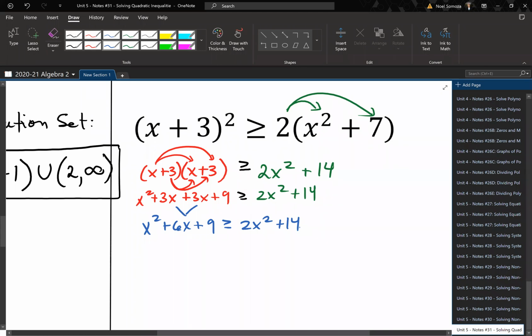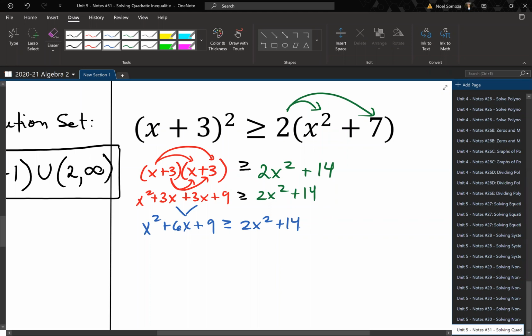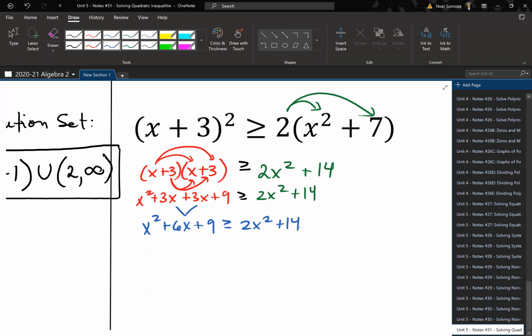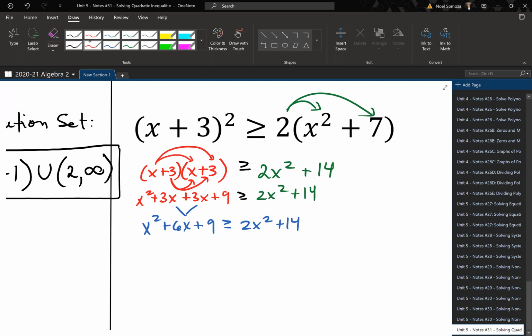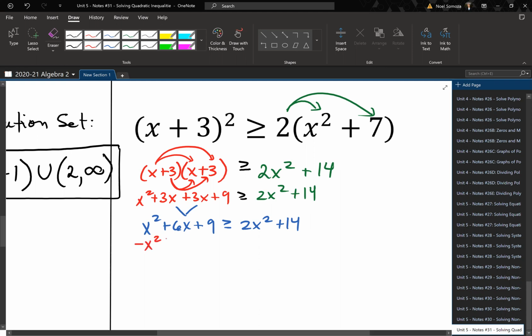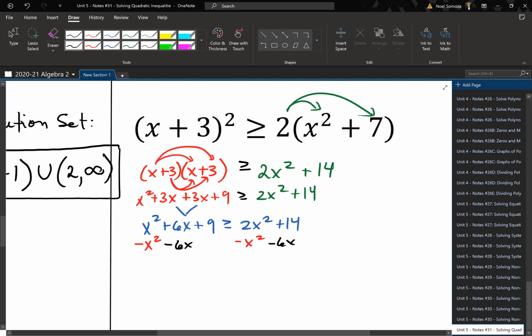Okay. What do you think is the most appropriate move to make? Should we move the terms from the right to the left or the terms from the left to the right? Ideally, I would love to have a leading coefficient that's not negative. So since I don't want to have a leading coefficient that's negative, I'm going to start by subtracting x squared from both sides. Subtracting 6x from both sides. And also subtracting 9 from both sides.